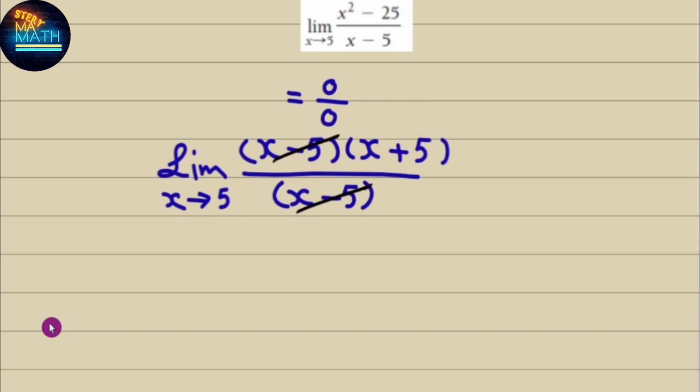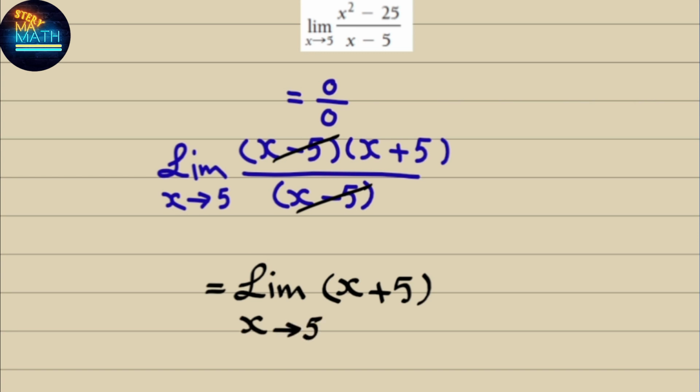The x minus 5 factors cancel each other out, so we are left with x plus 5. So it's equal to the limit of x plus 5 as x approaches 5. And now you can substitute x with 5, which is 5 plus 5, equal to 10. And that is the answer.